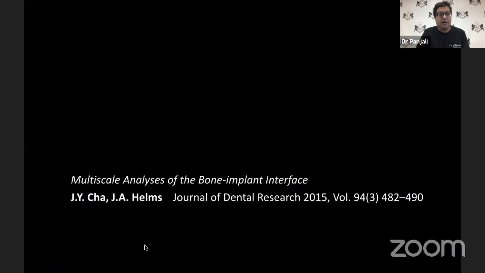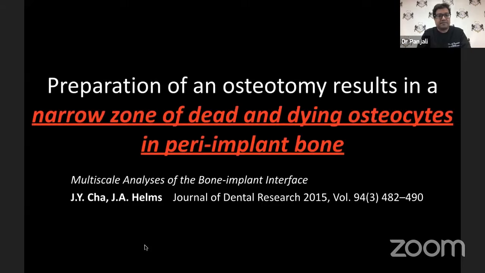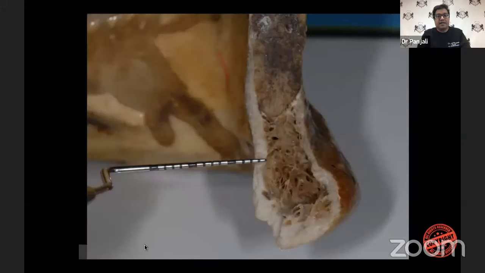So it is very important that after we do our osteotomies, we make sure we do a saline rinse within the osteotomy to take out any pieces of necrotic bone that are remaining there. This other part of the study says that a narrow zone of dead and dying osteocytes in the peri-implant bone results from the osteotomy.